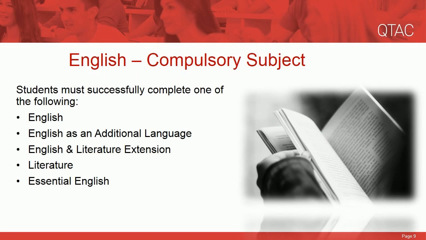Here are the 5 English subject options. The first 4 are general subjects. The last one, Essential English, is an applied subject. Literature is a new subject. In order to meet the requirements for an ATAR, students must satisfactorily pass their English subject. This means a passing grade of C.